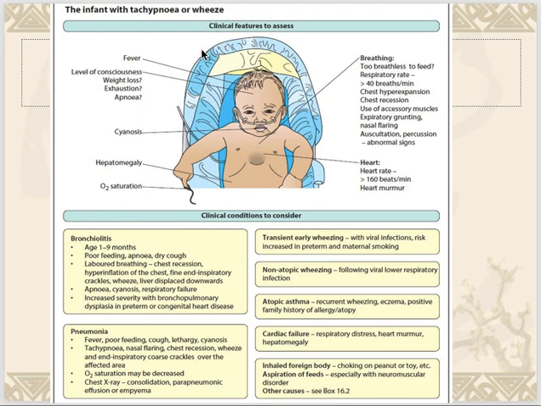Whenever anyone asks you what is the differential diagnosis of wheezing, think about asthma, bronchiolitis, foreign bodies, pneumonia, cystic fibrosis, things like this, right? Okay, guys, now, because we are talking about tachypnea or wheezing, you can see what clinical features you have to notice here, and then you would understand what's going on.